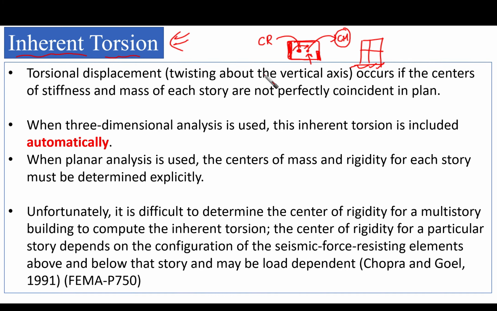Okay, so this is the difference between the center of mass and the center of stiffness, or center of rigidity. They are synonyms. When three-dimensional analysis is used, this inherent torsion is included automatically. So if you are using 3D analysis, then this inherent torsion is already going to be there, because you have modeled all the elements accurately, and any kind of inherent torsion will be considered automatically by default.